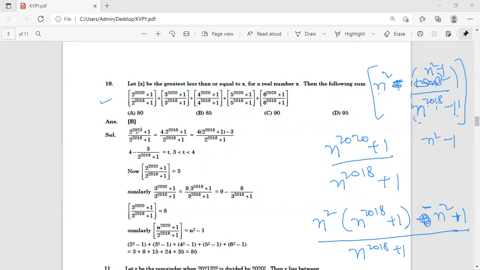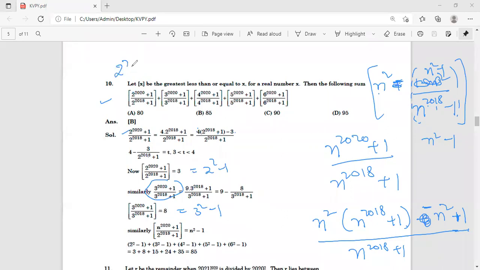Right, you can check it here how I have written. This numerator is 2 square into 2 raised to power 2018 plus 1 minus 3. So when you divide it, you will get 4 minus something. So integral value is 3, which is 2 square minus 1. So here integral value is 3 square minus 1. So generally it is n square minus 1.